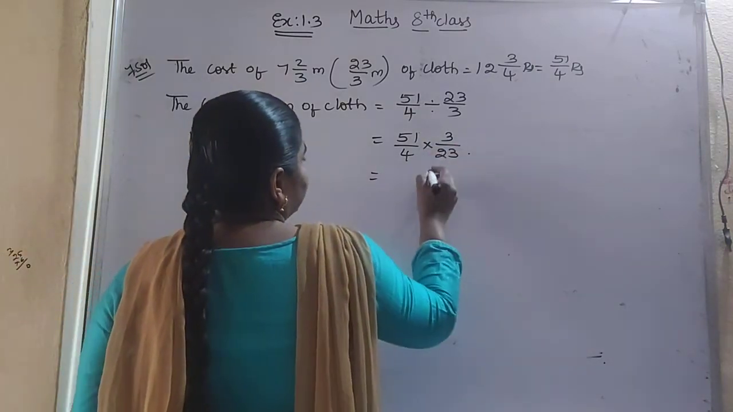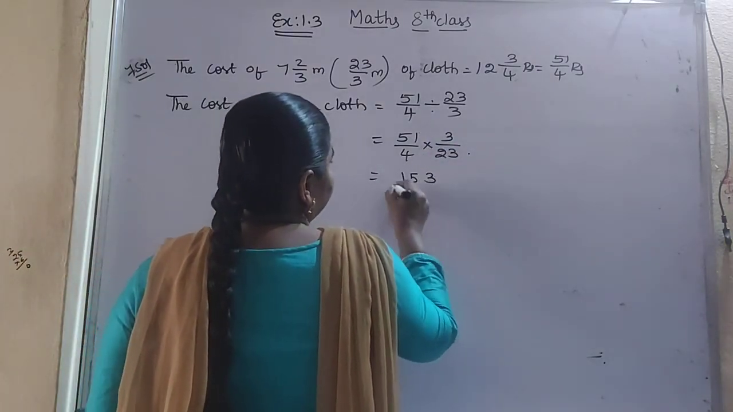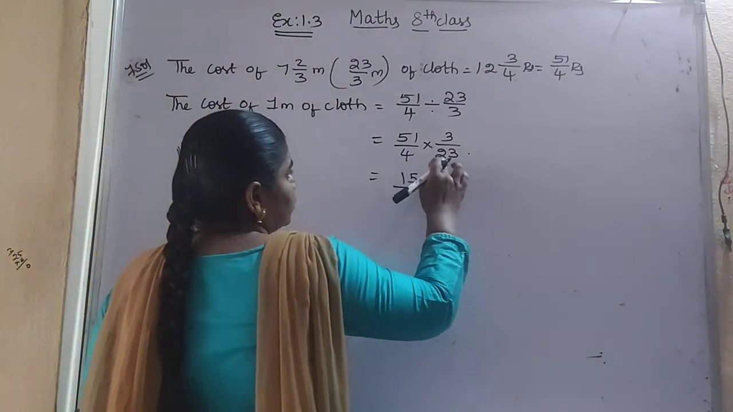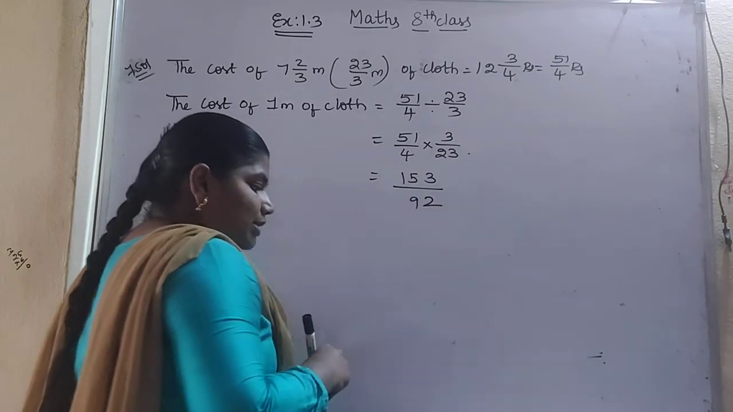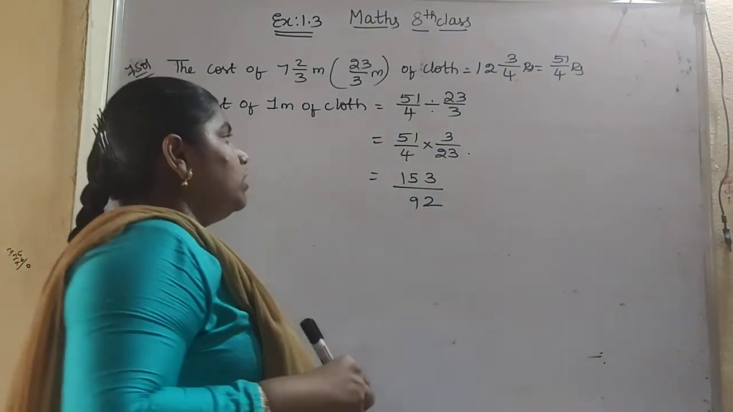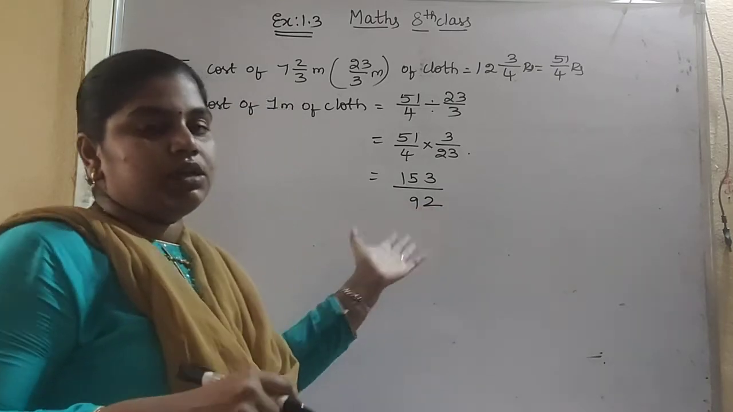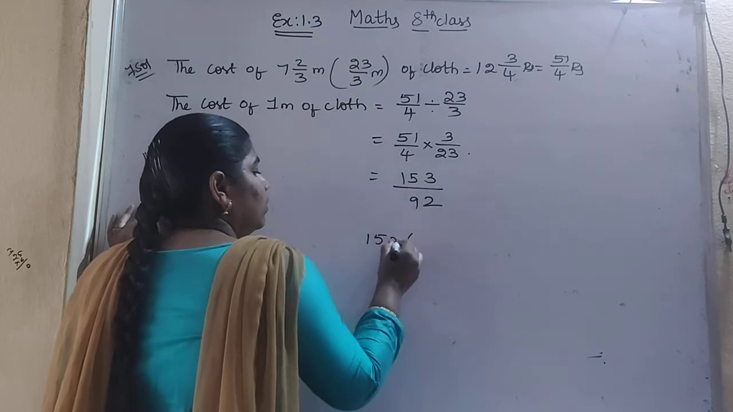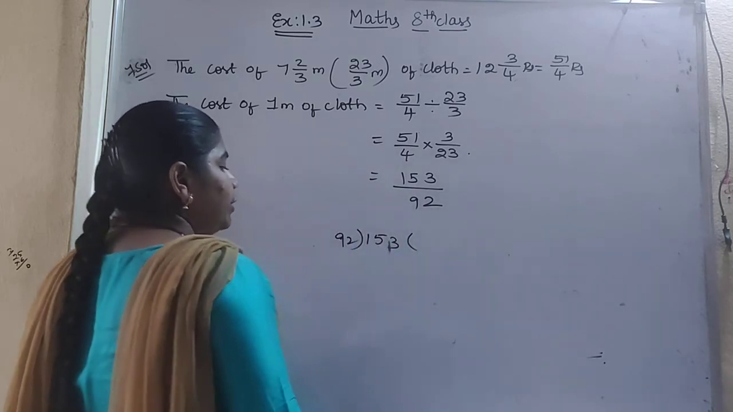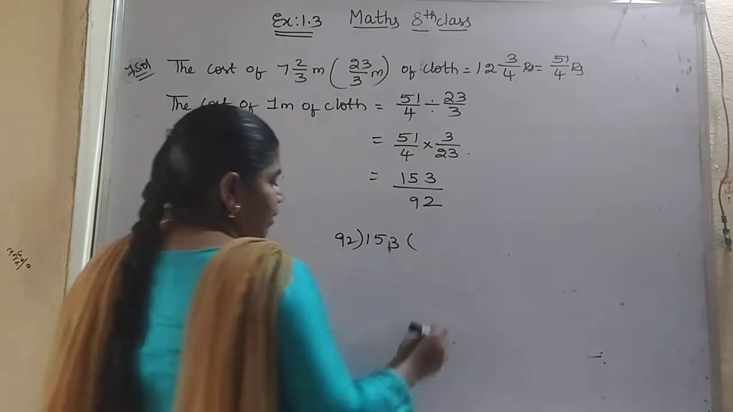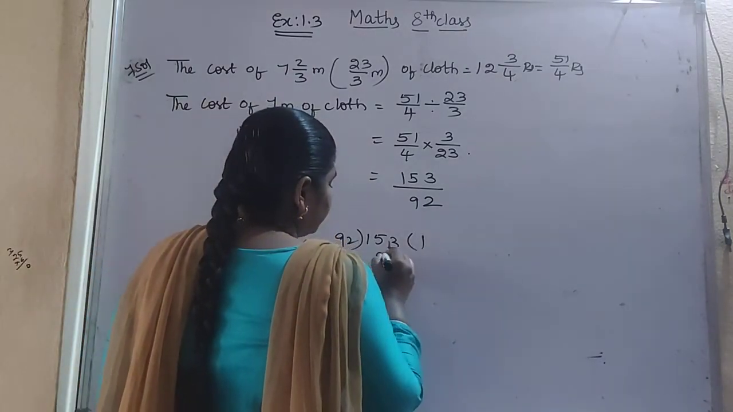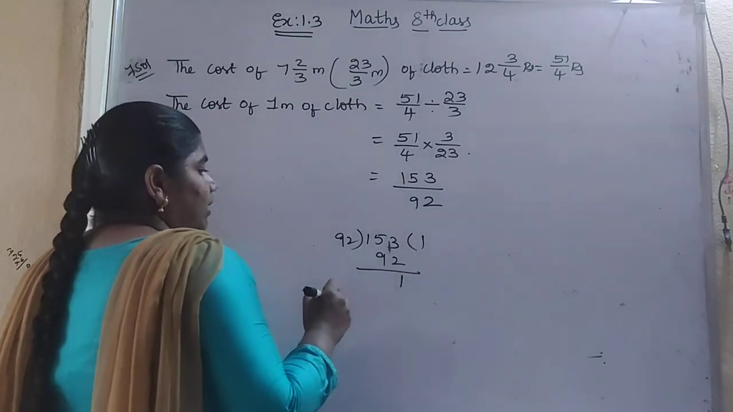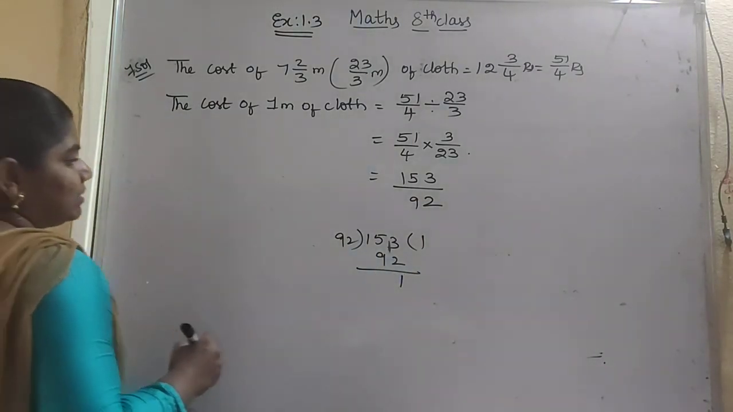So 51 into 3 is how much? 3 ones are 3, 3 fives are 15, that is 153/(23 into 4). 4 threes are 12, 4 twos are 8, 8 plus 1 is 9. So you got 153/92. This one we will convert by dividing 153 by 92. So how many times can you take 92? 1 time is 92. So 3 minus 2 is 1. 15 minus 9 will be equal to 6.